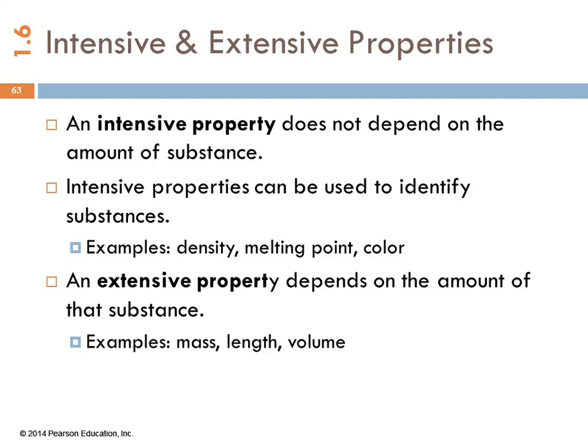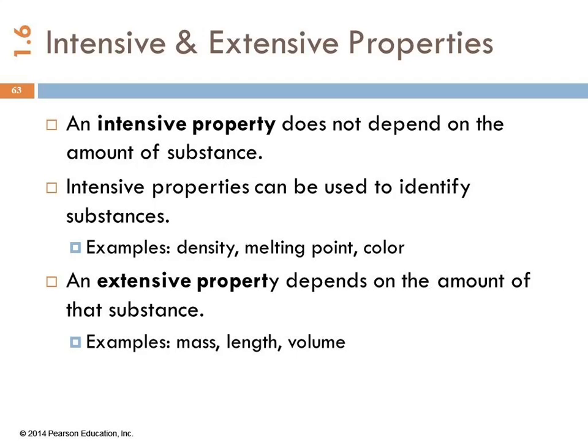Intensive and extensive properties. Wow, this chapter just goes on and on and on. An intensive property does not depend on the amount of substance. So there are a lot of things in chemistry where there's pairs. We had homogeneous and heterogeneous. We had compounds and mixtures. We've got all these pairs of things. It's really easy to get them backwards, right? And so you need to have some sort of a memory trigger or an association to help you keep these straight.